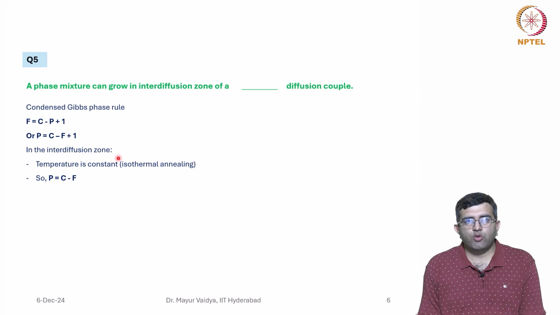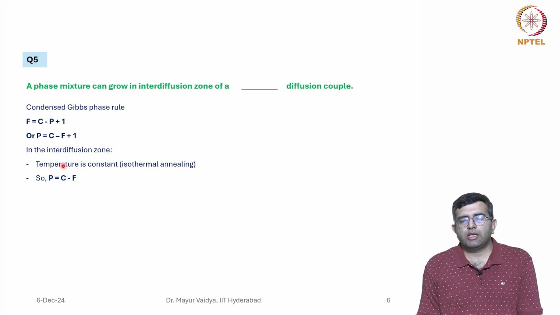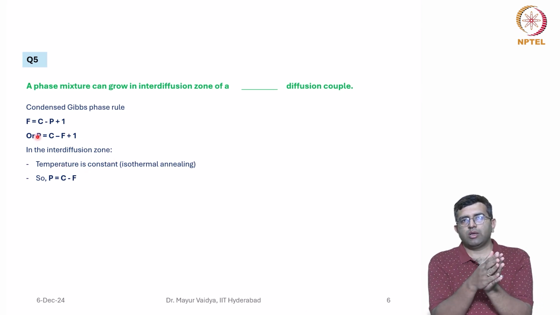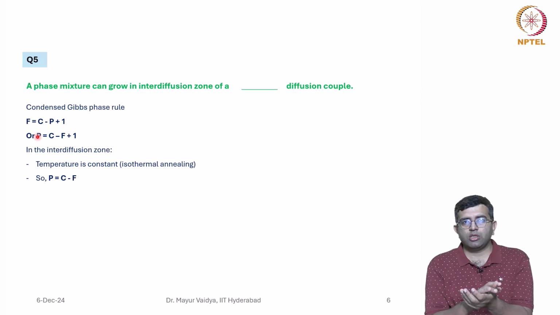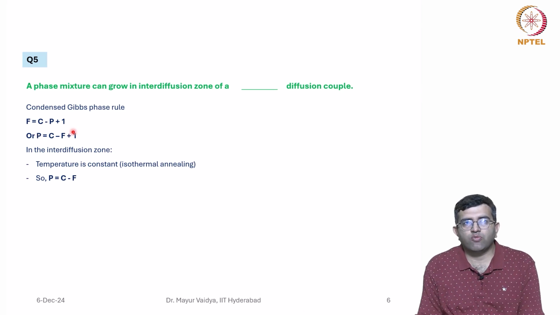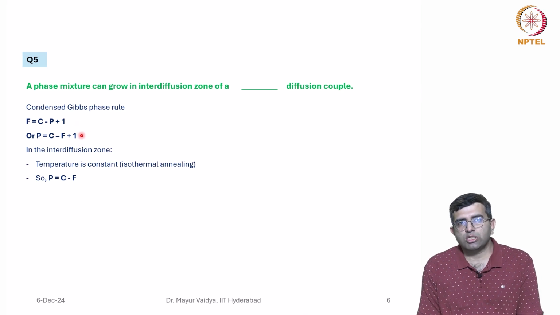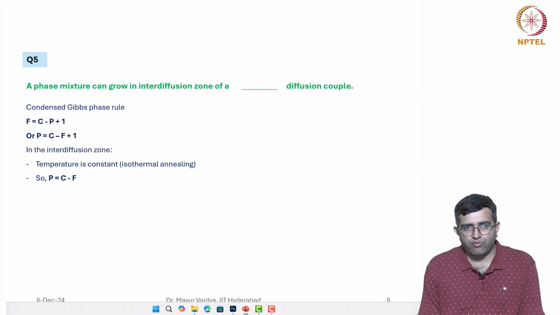So, in the interdiffusion zone, we know that usually the interdiffusion zone annealings are conducted at a constant temperature. So, these are isothermal experiments. So, therefore, this 1 will also go. Remember, in the Gibbs phase rule, the original phase rule F equal to C minus P plus 2, these two variables are pressure and temperature. In the condensed phase rule, pressure is constant, so we have plus 1. Now, because temperature is also constant, so we will have simply P equal to C minus F.